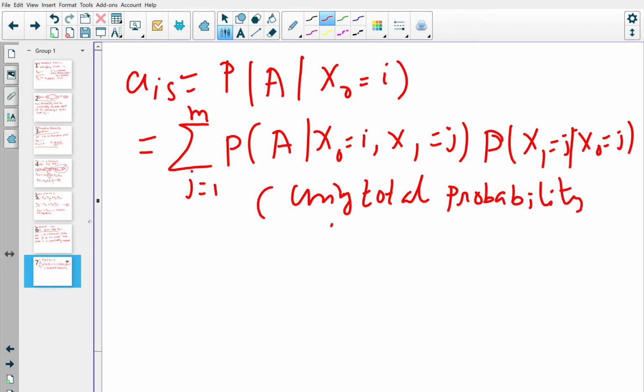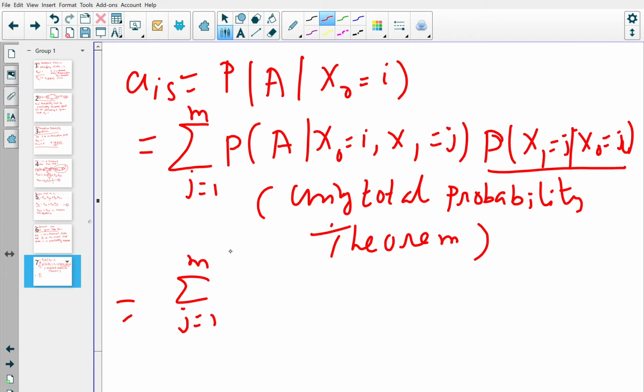Probability theorem we already learned in the class. Now obviously we know what this probability is. Sorry, this is I. So you can write this down as the sum over j equal to 1 to m of the probability of A. But you know that in a Markov chain only the last one matters, so this does not matter, given that x1 equals j. And then this is nothing but the transition from i to j, so pij. Clear?